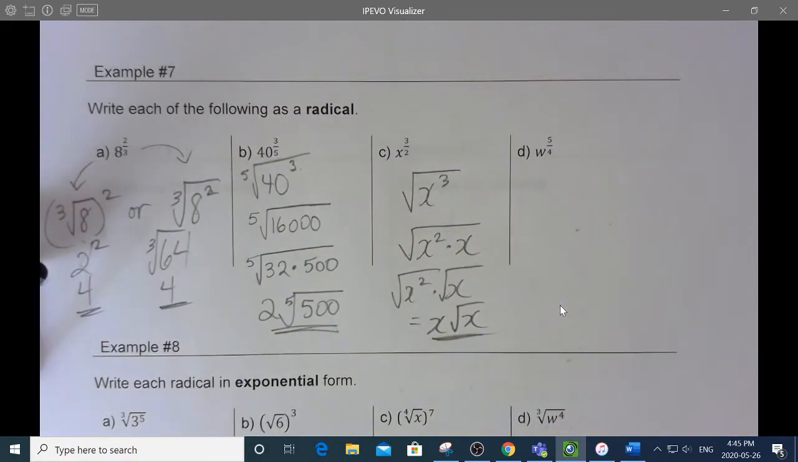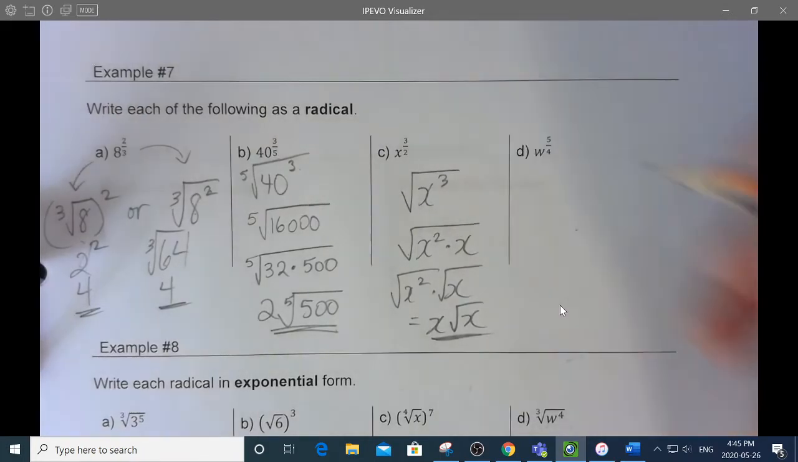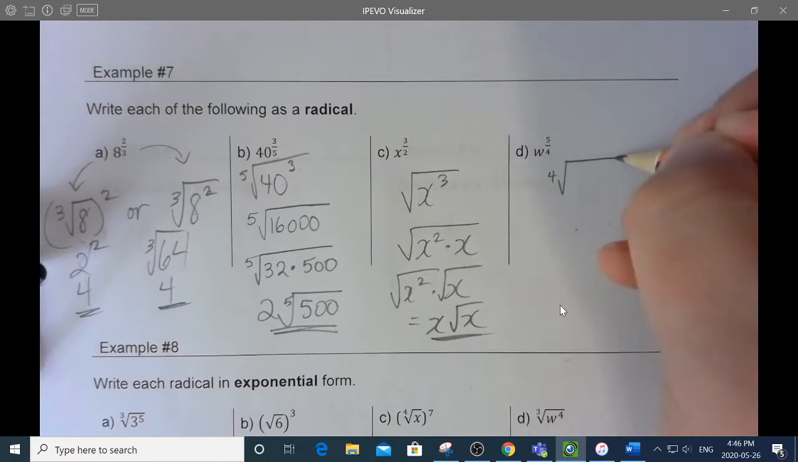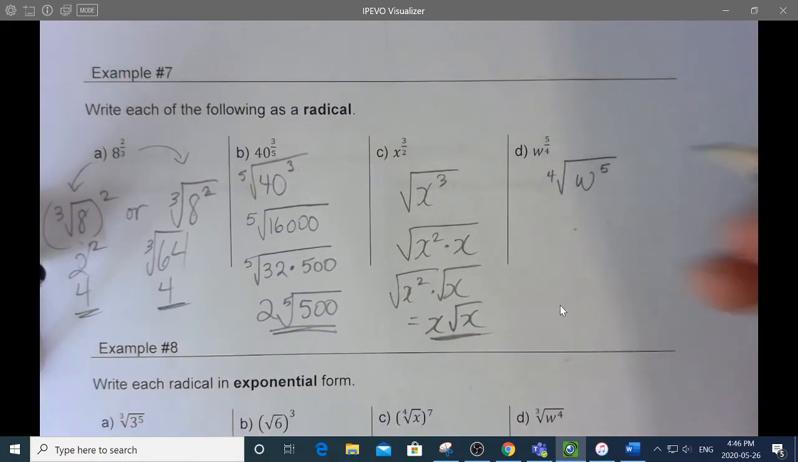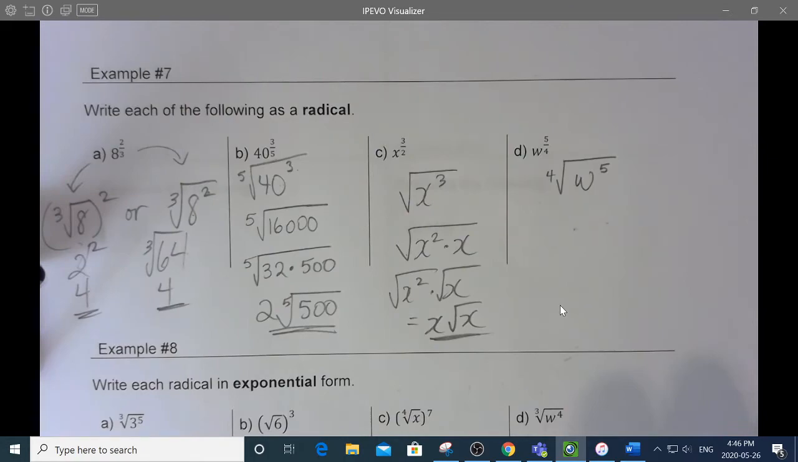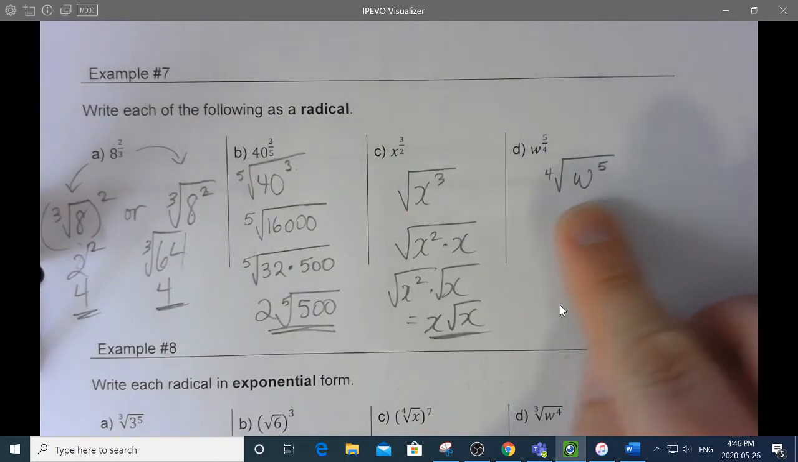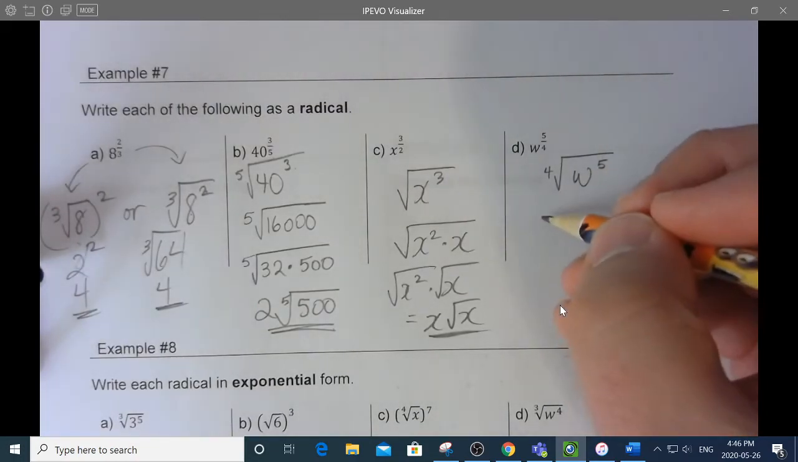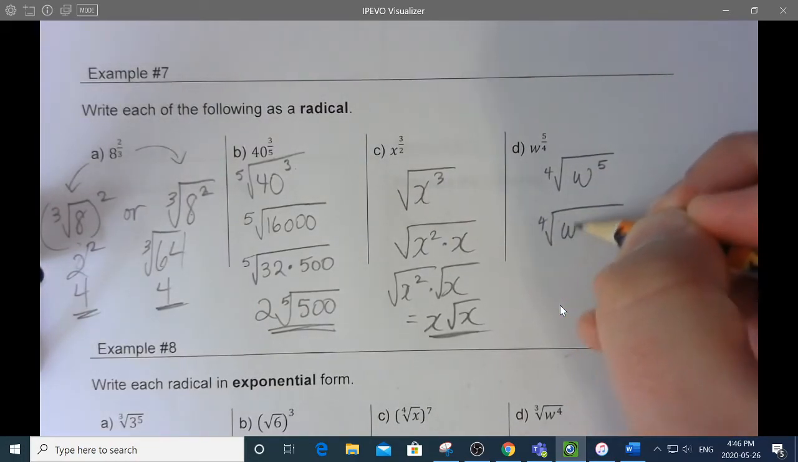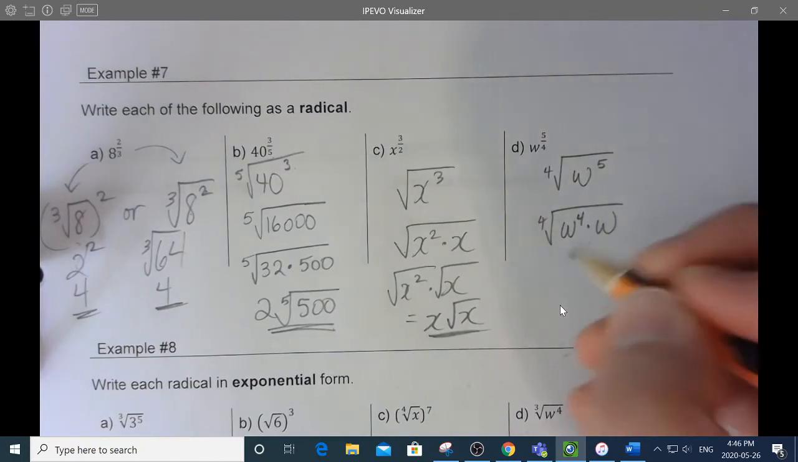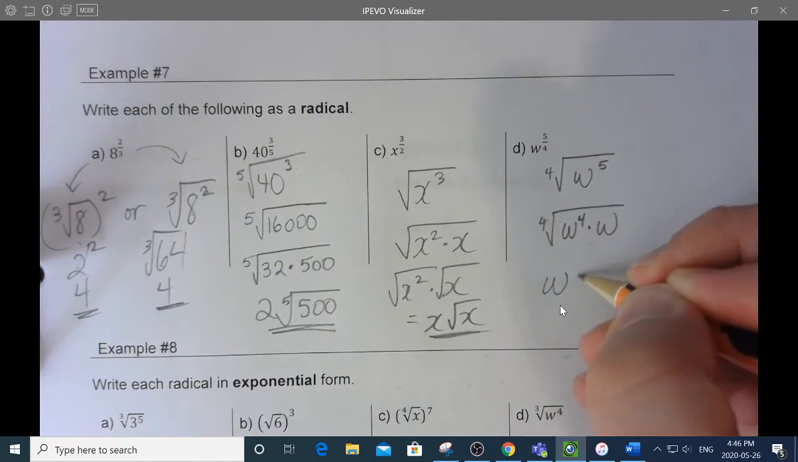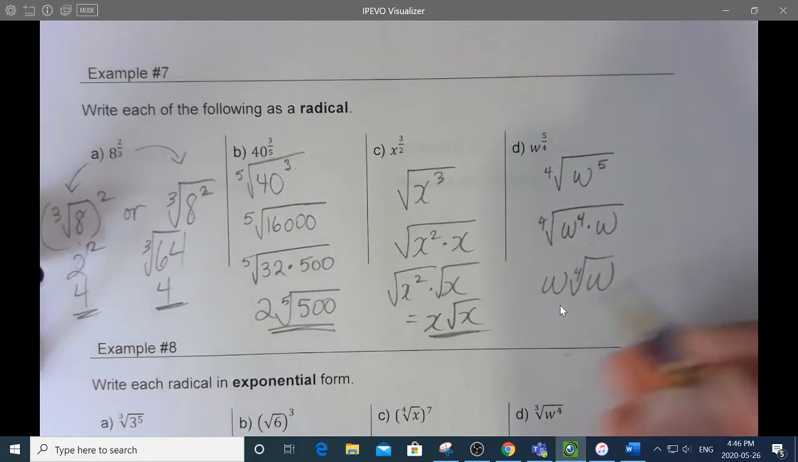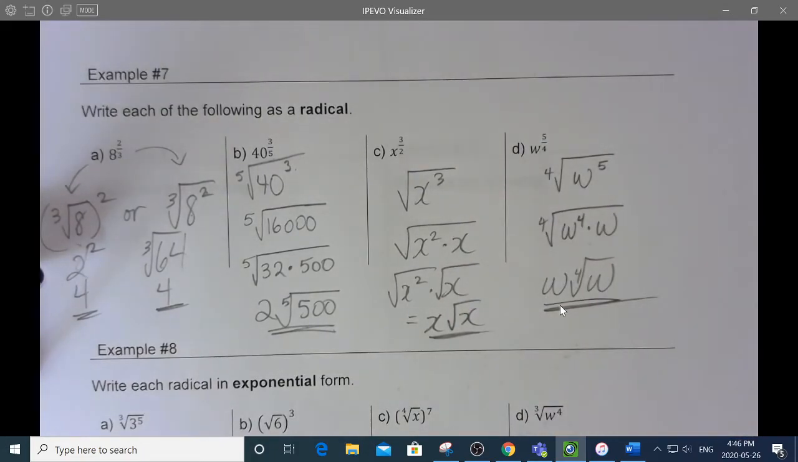Cool! This one, I guess I'll call this the fourth root of w to the 5. And I could be extremely uncreative and leave it like that, or I could want to simplify it and again think that it's the fourth root of w to the 4 times w, which is like saying w fourth root w. Those are fun. All right.